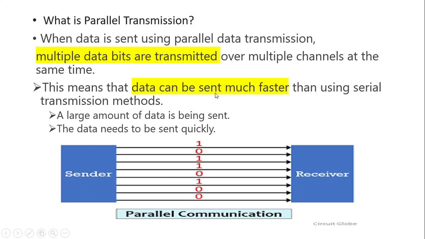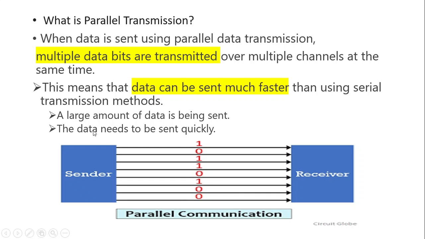This means that the data can be sent much faster than using serial transmission method. In serial transmission, only one bit at a time can be sent, whereas in parallel transmission, multiple bits can be sent over multiple channels at the same time. Thus, the data transmission is faster.